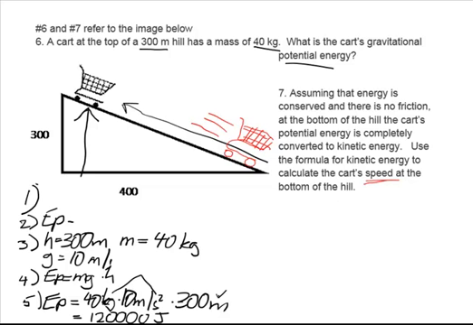Let's take a look at the second part of this. Assuming that the energy is conserved and there is no friction, that means the amount at the beginning and the amount at the end is the same. That means the only energy we're going to have is gravitational potential and kinetic. At the bottom of the hill, the cart's potential energy is completely converted to kinetic energy. Use the formula for kinetic energy to calculate the cart's speed at the bottom of the hill.